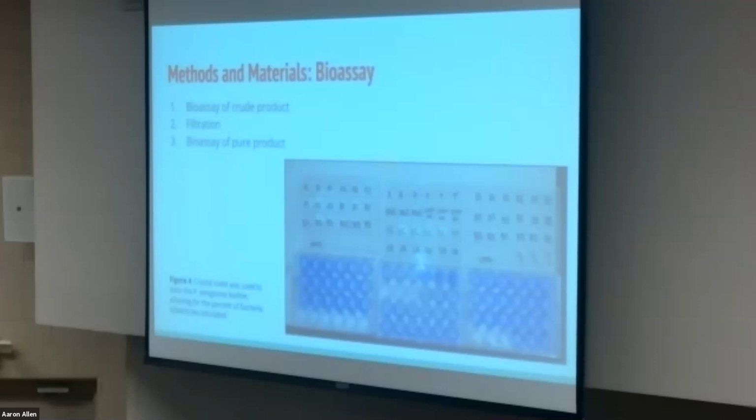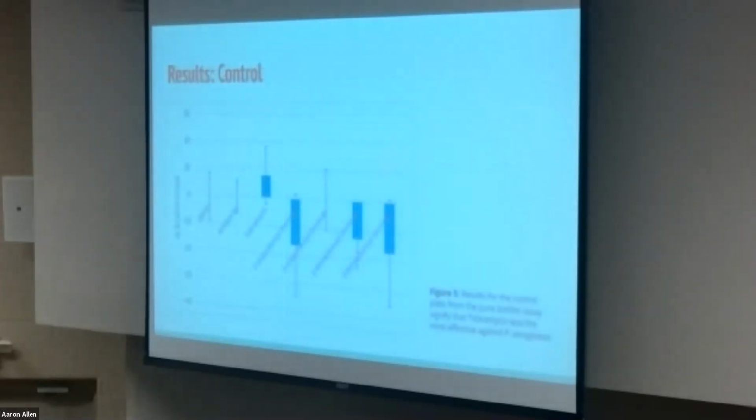And of course, this was done with our crude product first. We had to filter it, which is purification, and then we did it with our pure product. The results that you see on the screen are from our pure products. So this is the control plate that we made. If you turn your attention to the DMSO here, and then these four on your right.